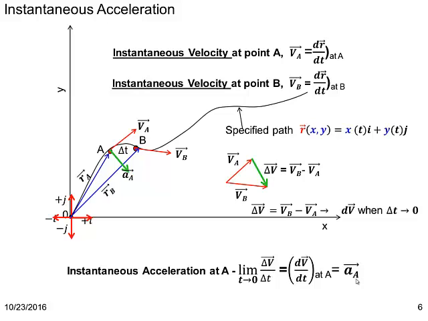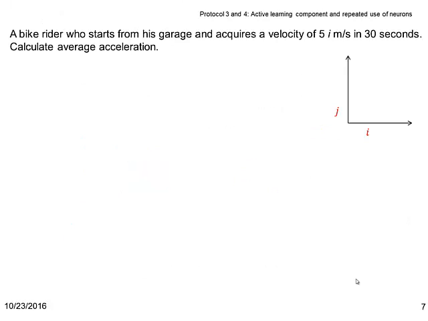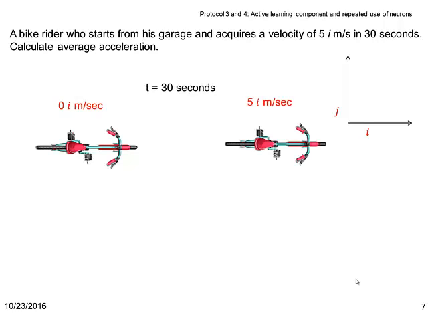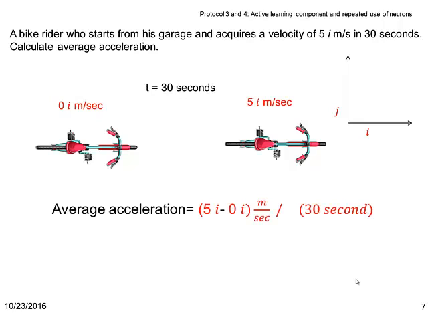Now consider a bike rider. The bike rider starts from his garage and acquires a velocity of 5 i meters per second in 30 seconds. Calculate the average acceleration. You can see that the average acceleration is the change in velocity divided by the time taken. In this case, it is equal to 1/6 meters per second squared.